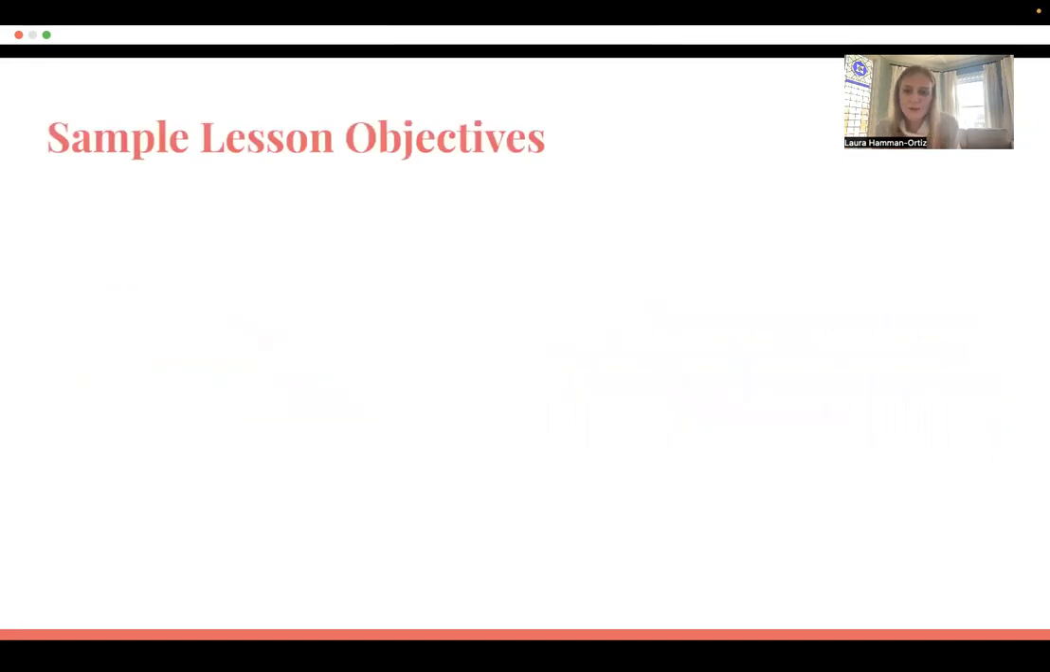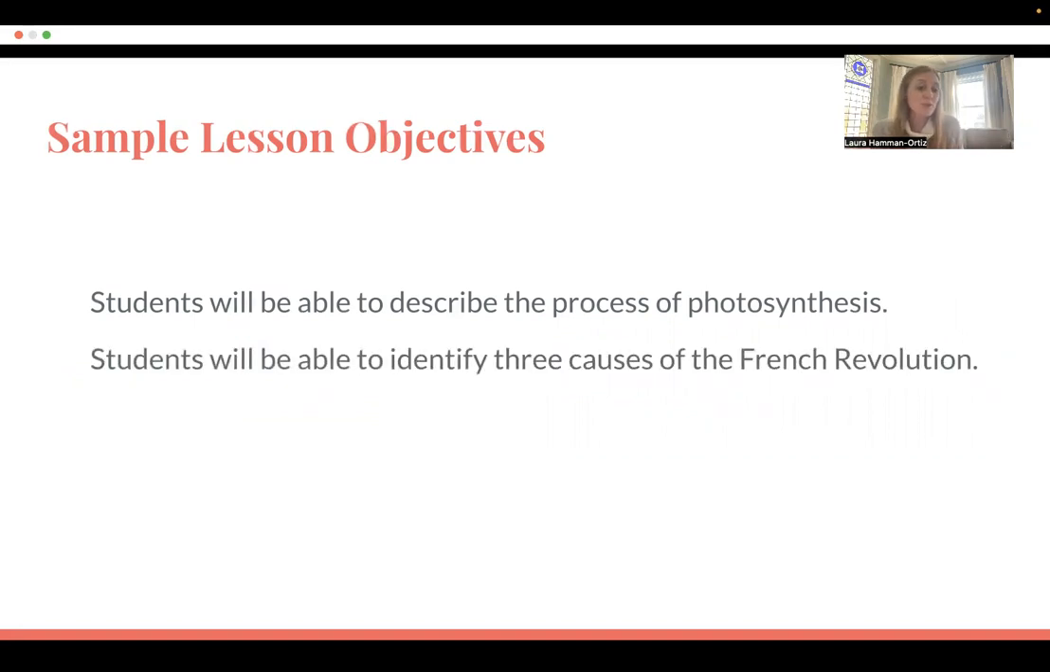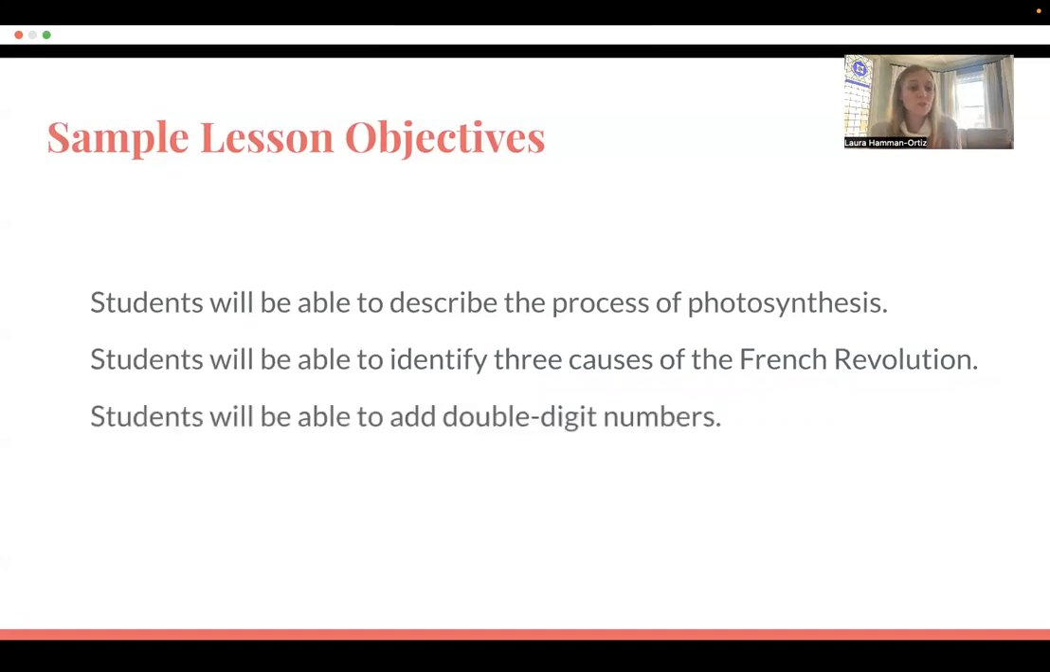So, for example, a lesson objective might look like this. Students will be able to describe the process of photosynthesis. So at the end of my lesson, I want all of my students to be able to do this. Students will be able to identify 3 causes of the French Revolution. Students will be able to add double-digit numbers. So they're targeted. You can see the skills or the bodies of knowledge that I want my students to be able to learn or do by the end of the lesson.